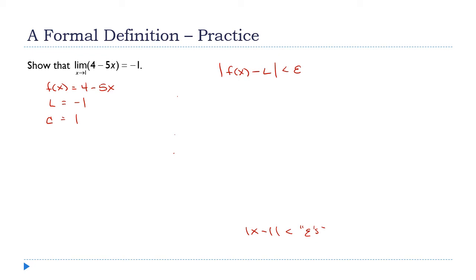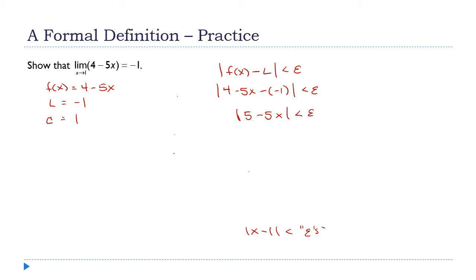I'm going to put 4 minus 5x in here for f of x. And careful now, this is going to be minus negative 1, less than epsilon. And okay, so let's see. Minus negative 1, that's plus 1. Add that to the 4. This becomes the absolute value of 5 minus 5x is less than epsilon.